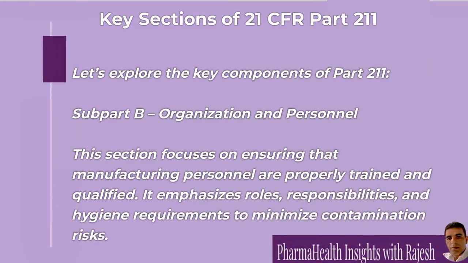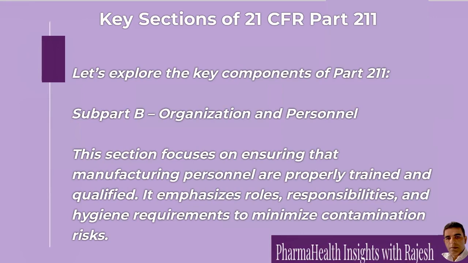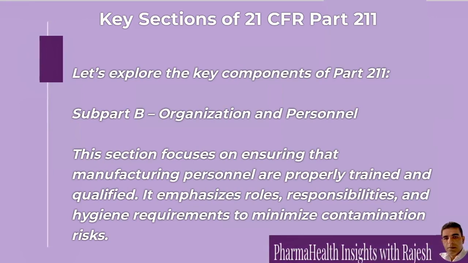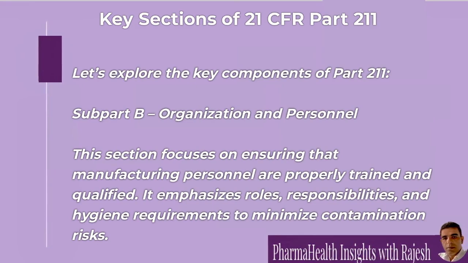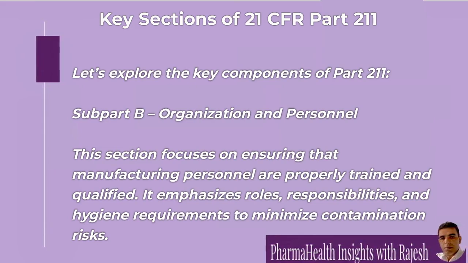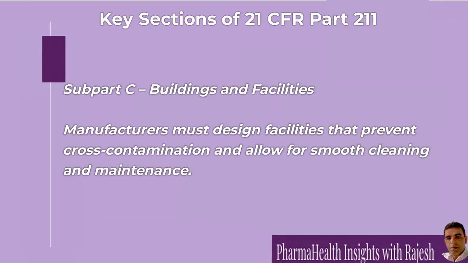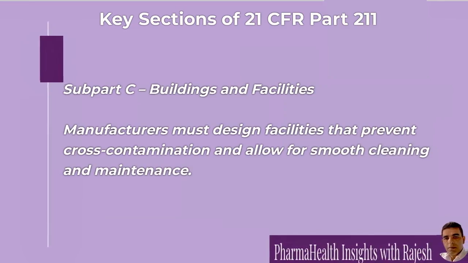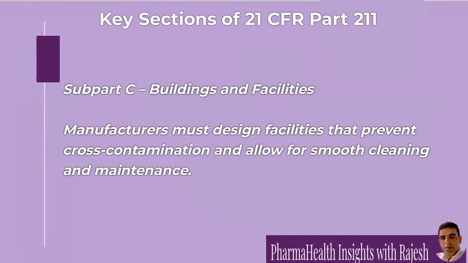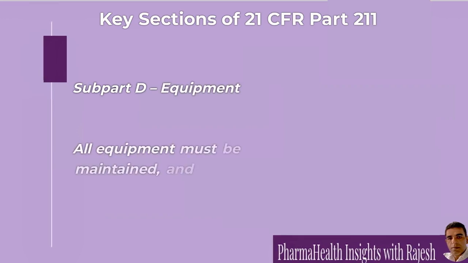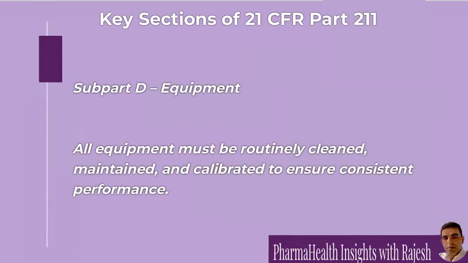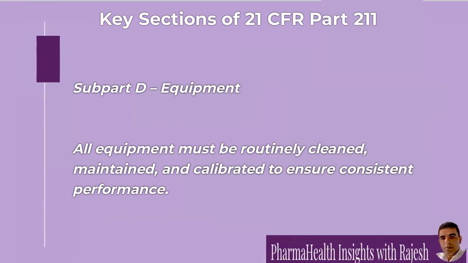Subpart B, Organization and Personnel. This section focuses on ensuring that manufacturing personnel are properly trained and qualified. It emphasizes roles, responsibilities, and hygiene requirements to minimize contamination risks. Subpart C, Buildings and Facilities. Manufacturers must design facilities that prevent cross-contamination and allow for smooth cleaning and maintenance. Subpart D, Equipment. All equipment must be routinely cleaned, maintained, and calibrated to ensure consistent performance.